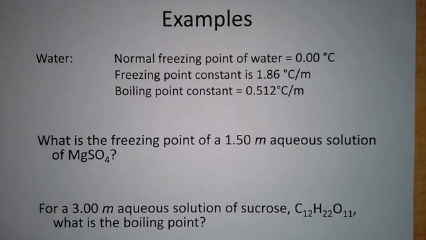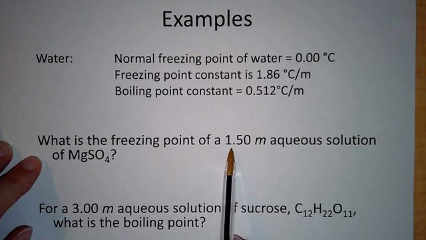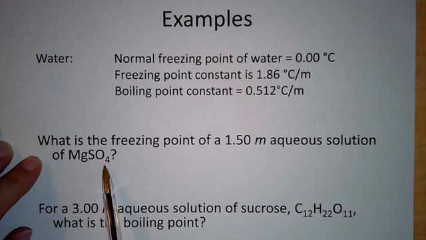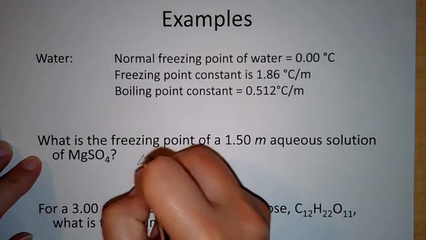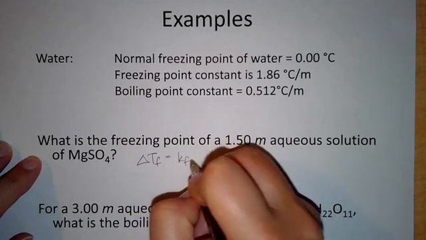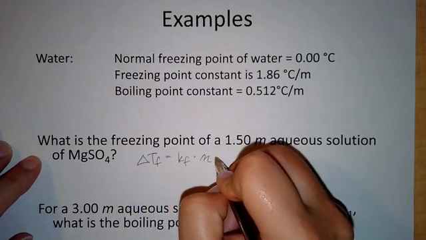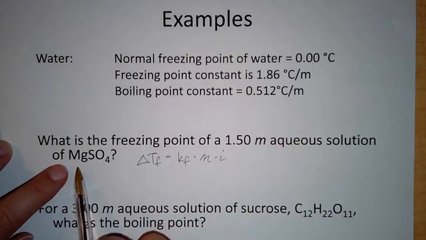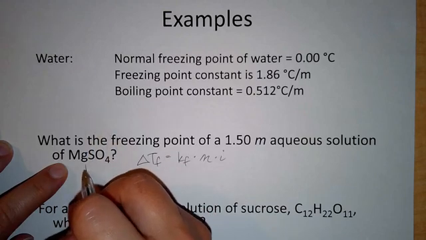So for example, what is the freezing point of a 1.5 molal aqueous solution of magnesium sulfate? Alright, so our delta T for freezing, we have Kf times molality times i, because it's an electrolyte solution, i is not 1. In this case, i is going to roughly be 2. We have 1 magnesium and 1 sulfate ion. Remember, they stay together. The SO4 stays together as a polyatomic.